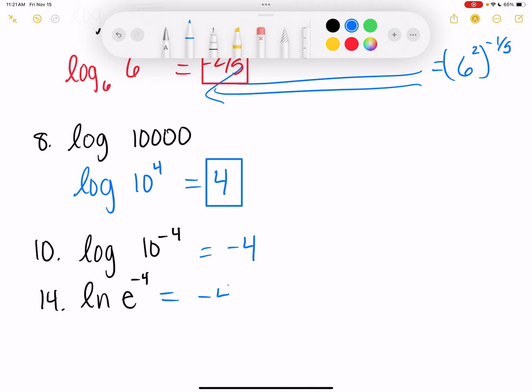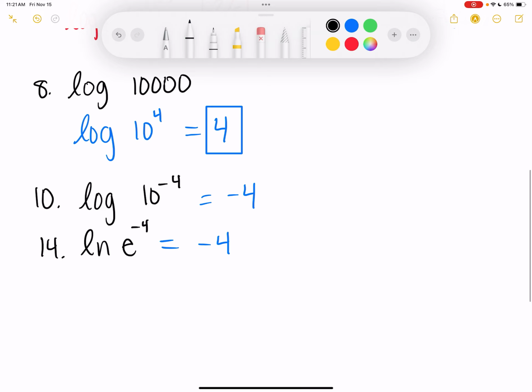I know Tristan knows. Let's see. Number 16, ln of 1. What would that be equal to? 0.